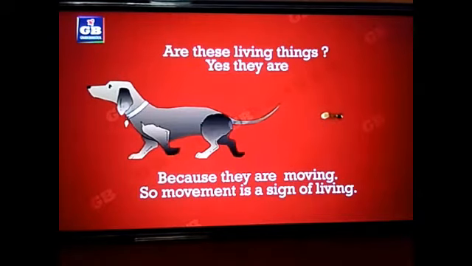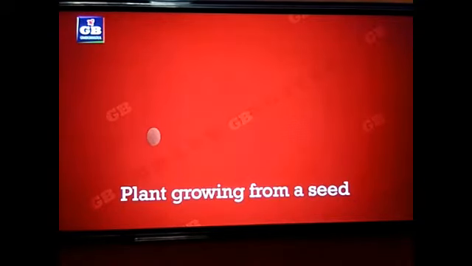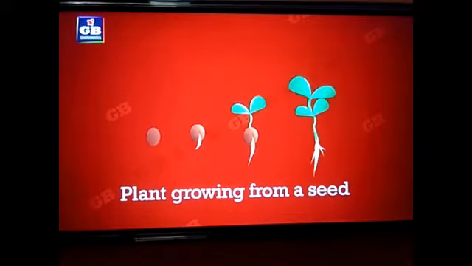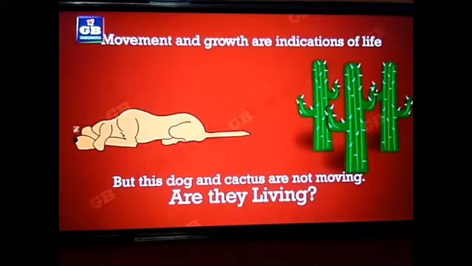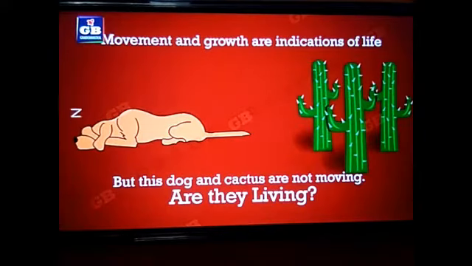You sow a seed in the soil. After a few weeks, you find a plant growing. On the basis of the characteristic of growth, we say the plant is a living thing. So, in the above cases, movement and growth are the indicators of life.